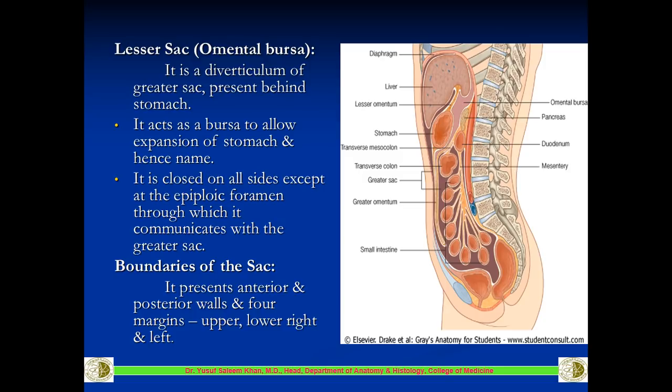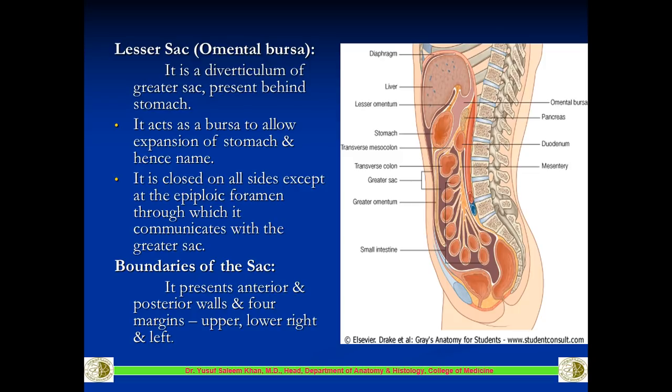Through the epiploic foramen, the lesser sac opens into the greater sac. The greater sac is this whole cavity. So the lesser sac is a small cavity just behind the stomach and the lesser omentum. It communicates with the greater sac through only one opening, which is called the epiploic foramen.